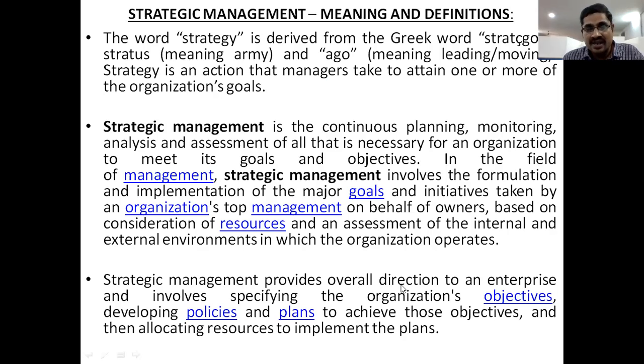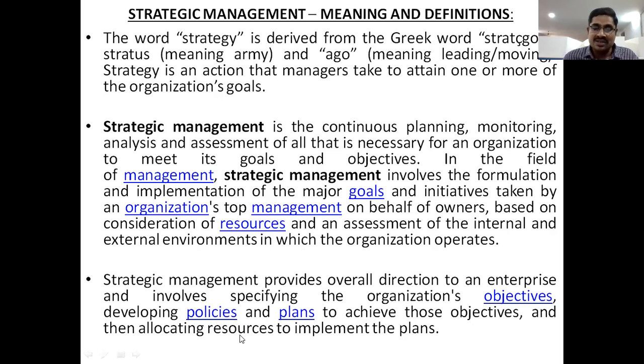The strategic management provides overall direction. Look here, it provides overall direction to an enterprise and involves specifying the organization's objectives, right? Enterprise means company. Next, it involves specifying the organization's objectives. Organization objective means goals or targets. And developing the policies. Policies means guidelines and plans to achieve those objectives. And then allocating the resources to implement those plans.